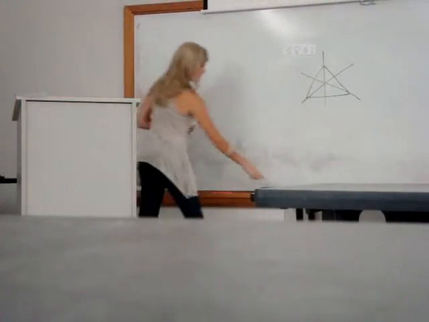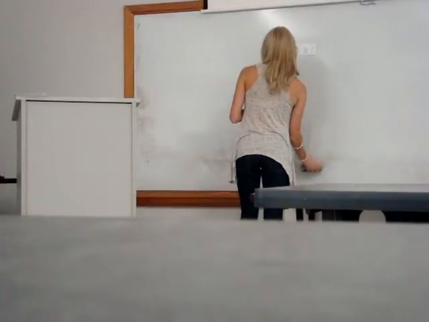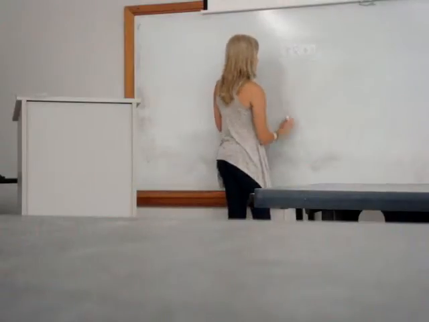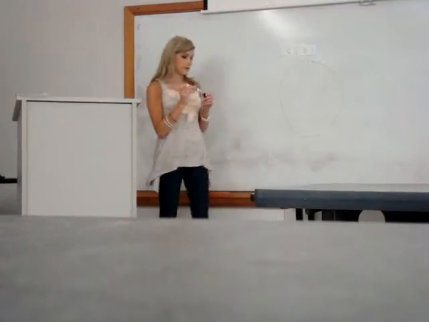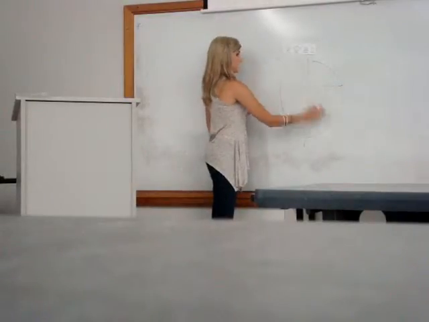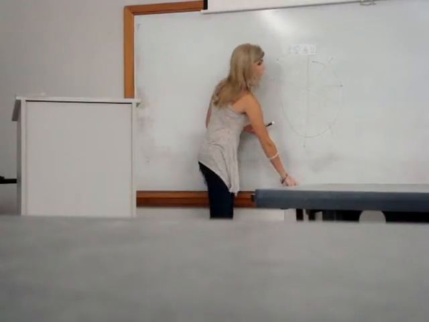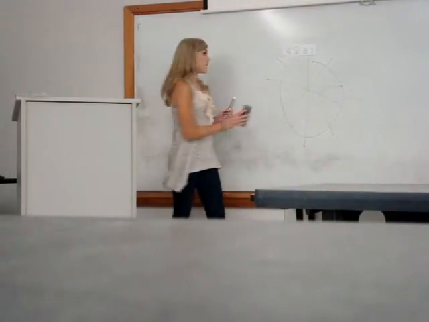Finally, the last picture is of a circle. So if we draw a circle on the board, we can see that any way you divide this, it's going to have the exact same size and shape on each side. So what we call a circle is that it has infinite line symmetry.